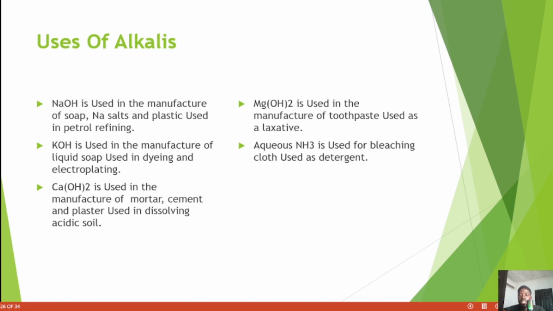Magnesium hydroxide is used in the manufacture of toothpaste and is also used as a laxative. You also have that your aqueous ammonia is used for bleaching clothes and is also used in detergent production.